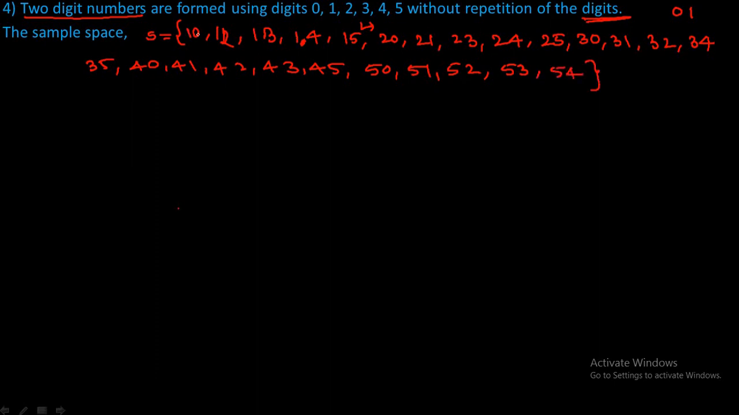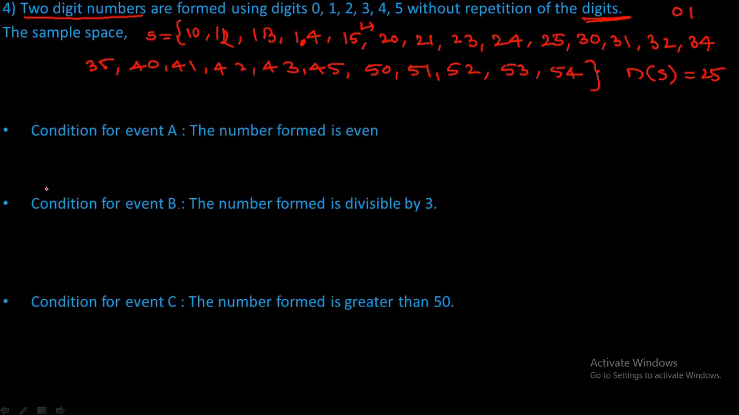So how many numbers are there? 1, 2, 3, 4, 5, 6, 7, 8, 9, 10, 11, 12, 13, 14, 15, 16, 17, 18, 19, 20, 21, 22, 23, 24, 25. So n of S is equal to 25. That is nothing but the number of sample points. So the sample space is this one, and n of S is 25. Next we will discuss the conditions here.